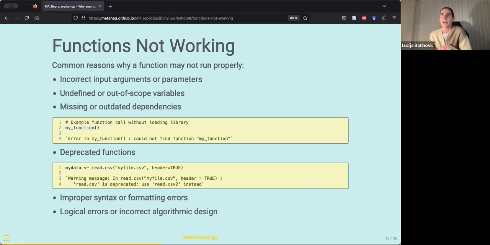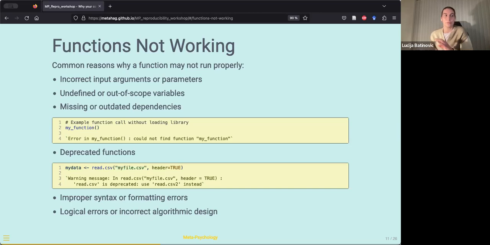I should state that most of the analyses that we have had published were done in R. Some were done in Jamovi. We didn't have many in Python. So maybe some of these issues also pertain to the type of software that people use. And we also see that functions not working might be one of the most common things in R.